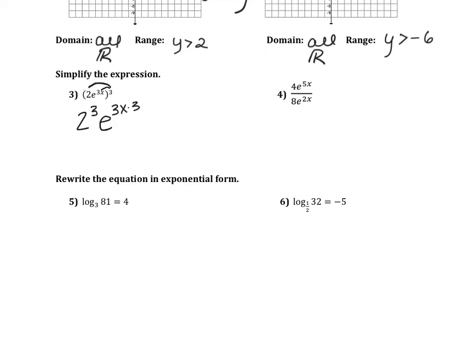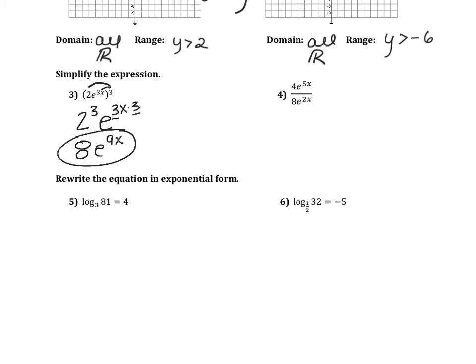So now you'd plug in 2 to the 3rd into your calculator, and you get out 8. And then when you have the E to the 3 times x times 3, you'd multiply your 3 and your 3 to get 9. So this is e to the 9x. You don't have to do anything else with that. There's no negatives or anything like that. So that's your final answer. 8e to the 9x. Questions?